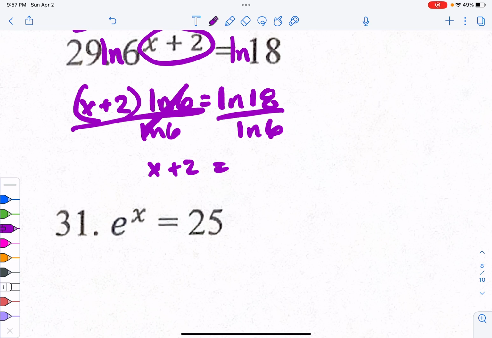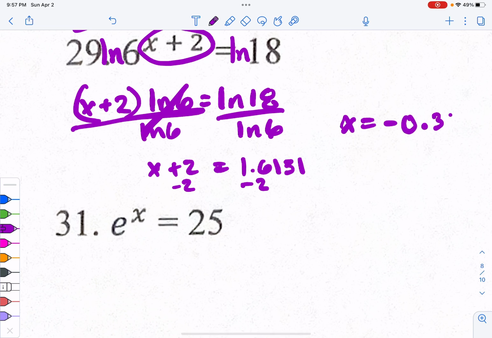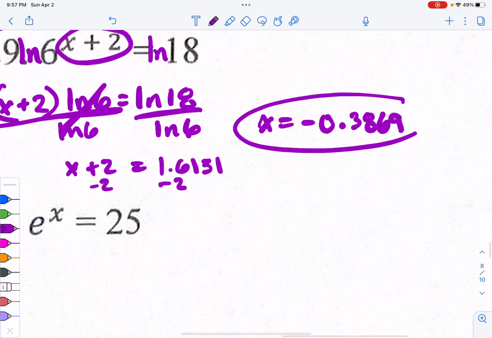Okay. ln divided by, and I got 1.6131 or something like that. I'm going to subtract 2 from it, so x is going to be equal to negative 0.3869 is what it will round to, 4 decimal places.